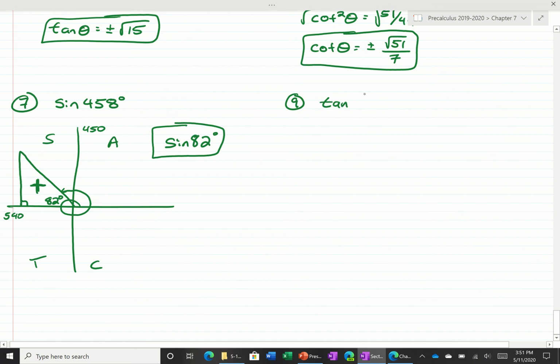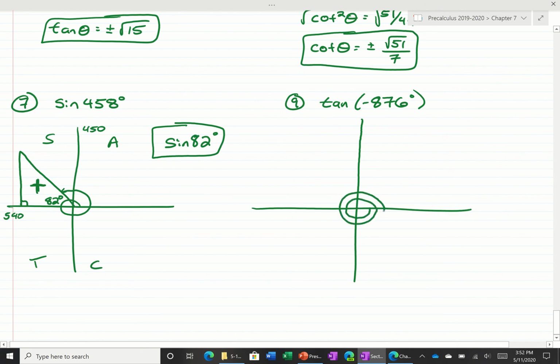Now, one last problem in this section, problem number 9. It says, what's the tangent of negative 876? All right, so we're going clockwise. This is negative 360, negative 720, negative 810, and negative 900. So we are actually in quadrant 3. And this is negative 876.